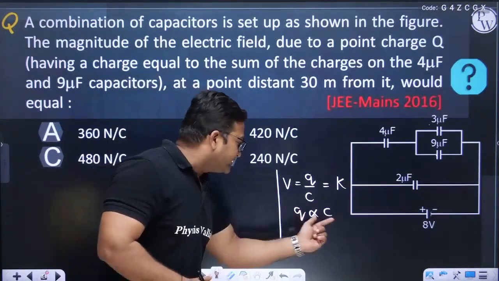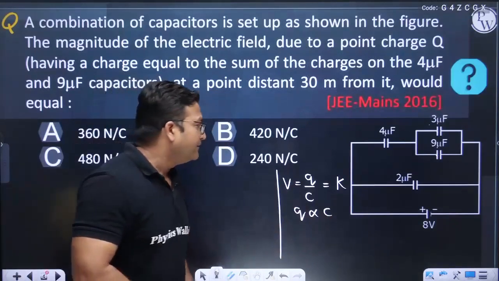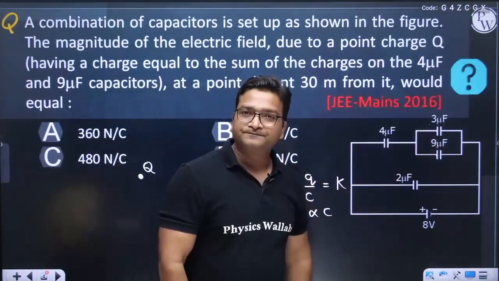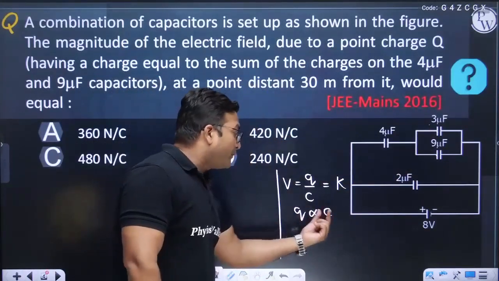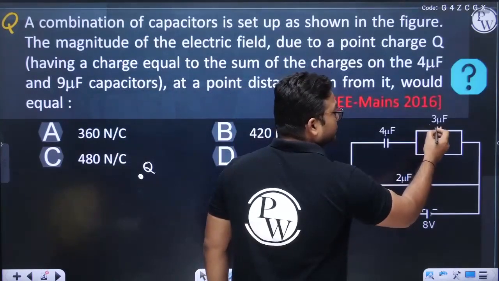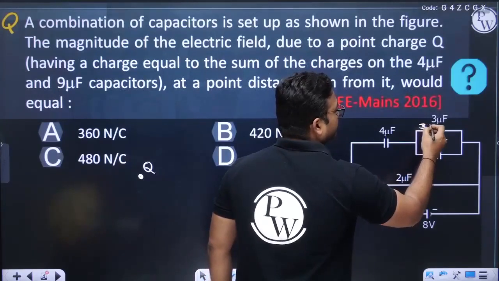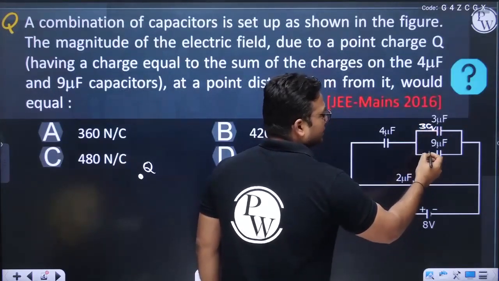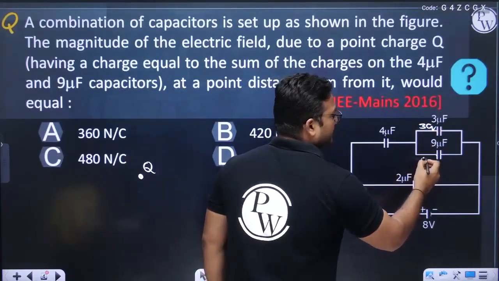So let us use this fact to decide the charges on these two. As charge is proportional to capacitance, I can assume the charge on 3 microfarad to be 3Q and charge on 9 microfarad to be 9Q.